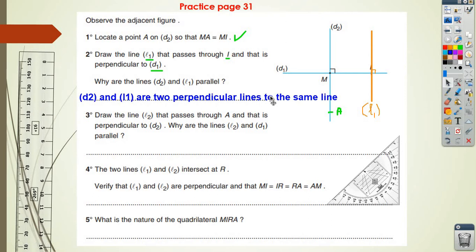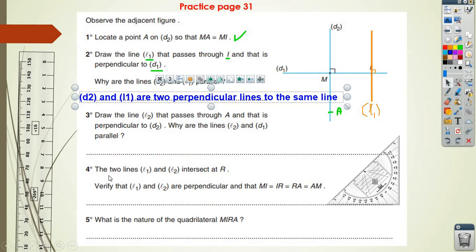Clear? So you have to write, because D2 and L1 are two perpendicular lines to the same line, so they are parallel. Clear? So two lines perpendicular to the same line are parallel. Draw the line L2. Again, repeat the same steps. It passes through A and is perpendicular to D2. And also, here you have to answer why L2 and D1 are parallel.